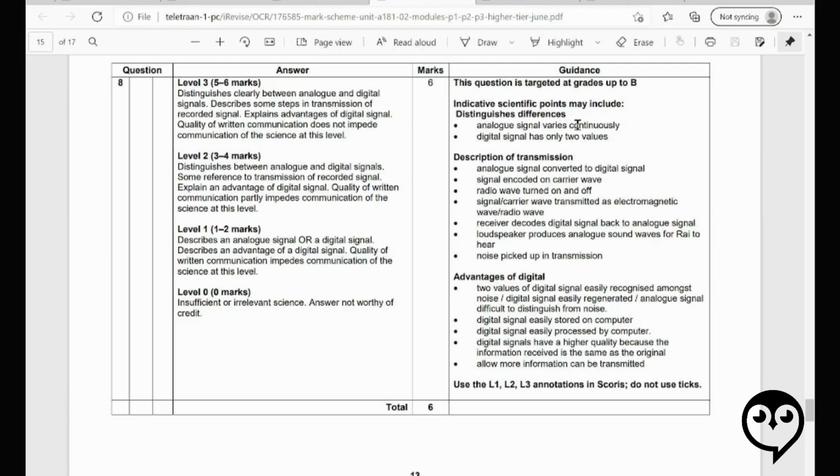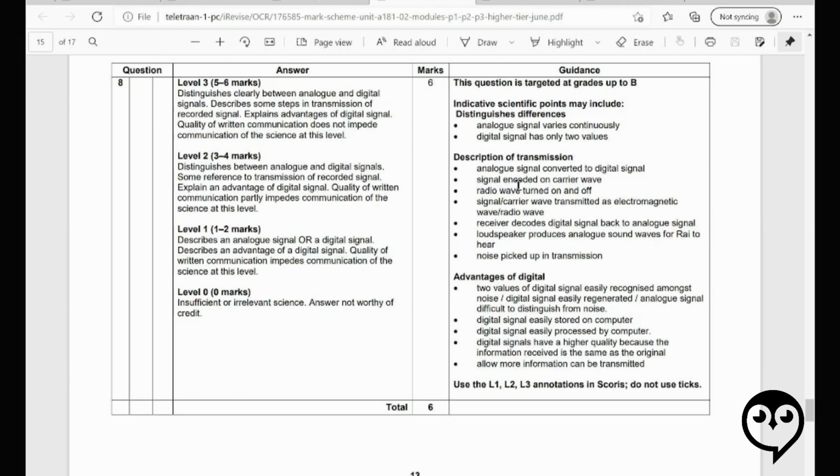An analog signal varies continuously. That's what analog means. So you should right away talk about the differences between the two. A digital signal only has two values. Okay, good. How does it get converted? The analog signal gets converted to digital. You can digitize things. This is what happens all the time when you rip a CD on your computer.